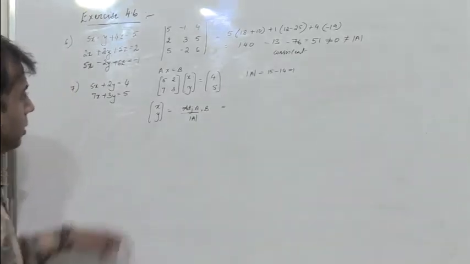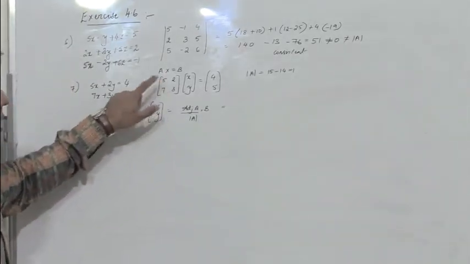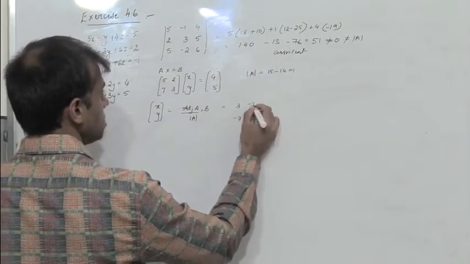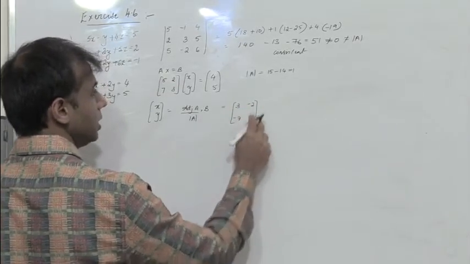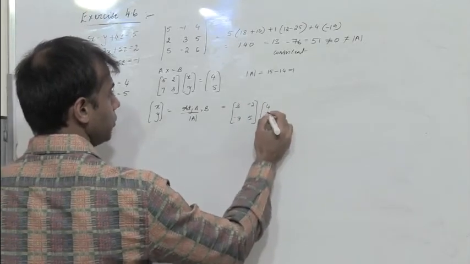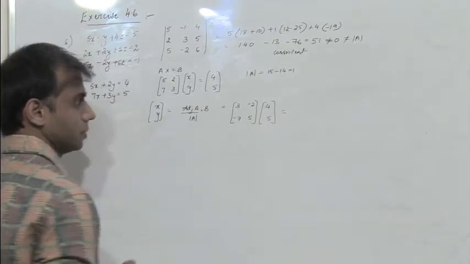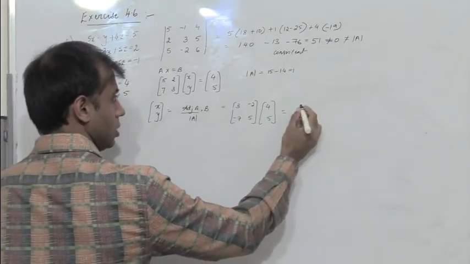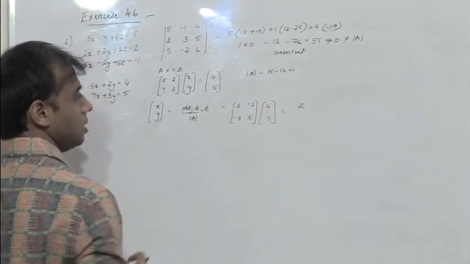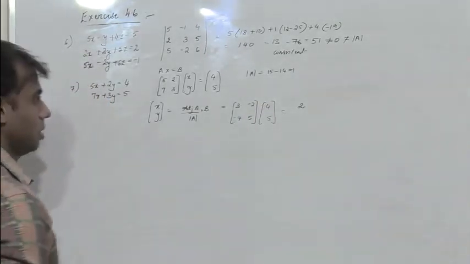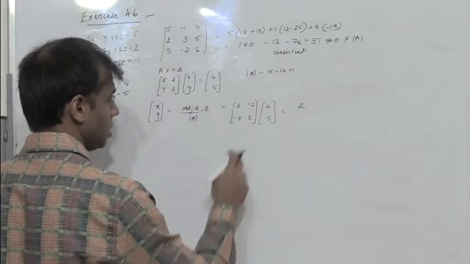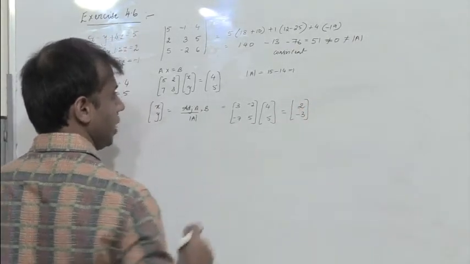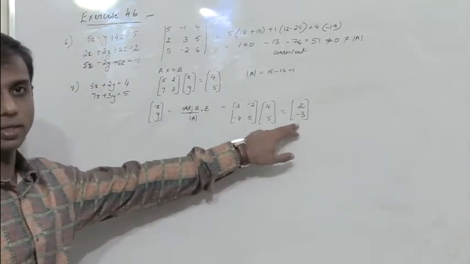So what is adjoint A? For a 2 cross 2 matrix, interchange the principal diagonal elements, which is 3, 5, negate the other elements, into determinant A is of course 1, into 4, 5. Right? So I get 3 into 4, which is 12, minus 10 is 2, and then we have 7 into 4, which is minus 28 plus 25, which is minus 3. So the value of x is 2 and value of y is minus 3.